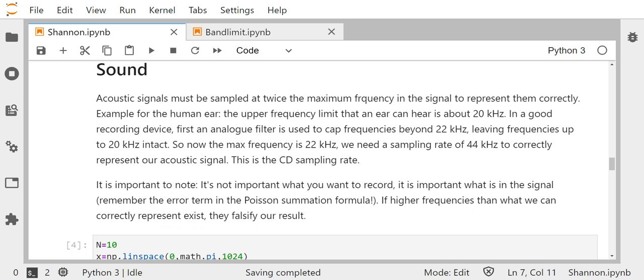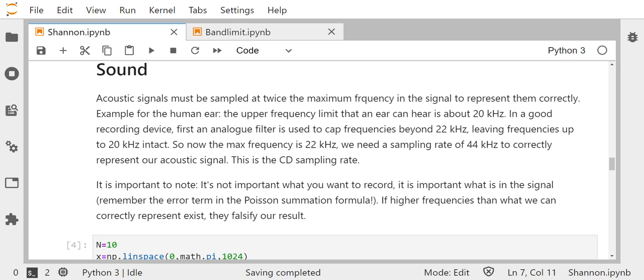Okay, why do we have that analog filter? Well, there's one important thing which in the articles that I read was quite often missed. It's not important what you want to measure or what you want to record, but it's important what is in the signal. So if you remember the error term that we had in the Poisson summation formula, there was on the right hand side that error term, and that was only zero if the signal we look at is correctly band limited.